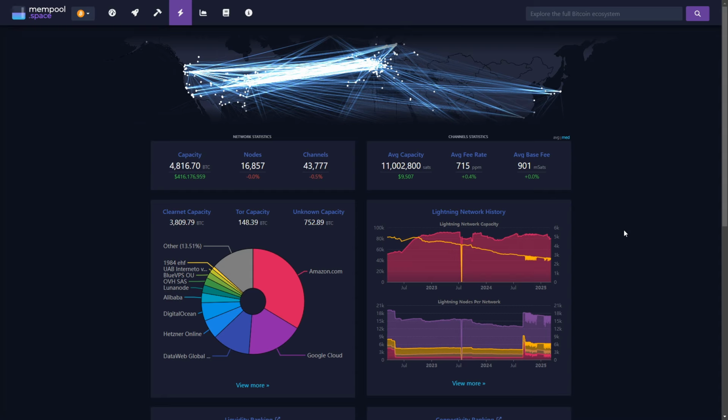Cash App has Lightning. Strike, River, they all have Lightning now. Meaning that, yeah, you can transact Bitcoin at no cost, for virtually no cost. It's usually maybe a few cents at most.